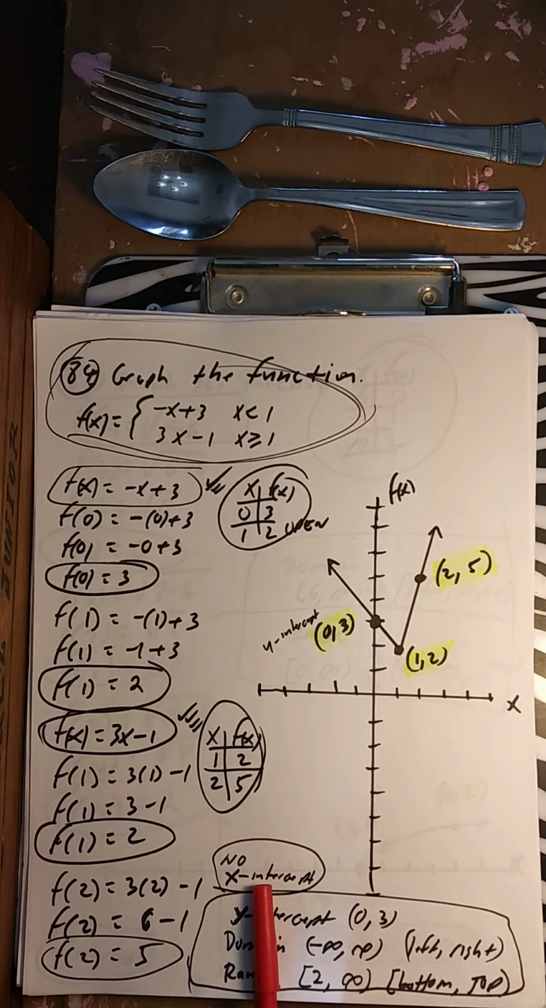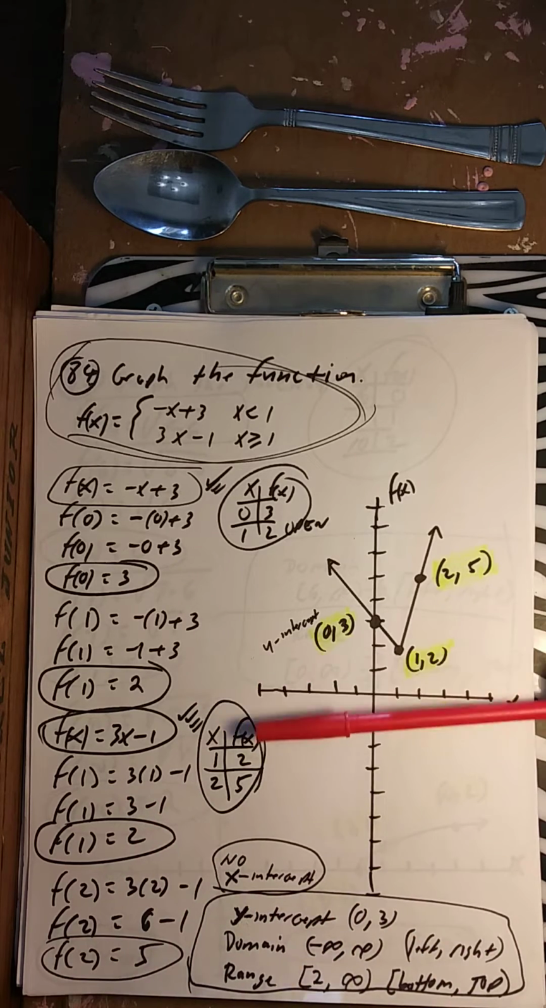Again, no x-intercept, but there is a y-intercept, (0, 3). And the domain is -infinity to infinity. And the range, from the bottom, goes from 2 to infinity.